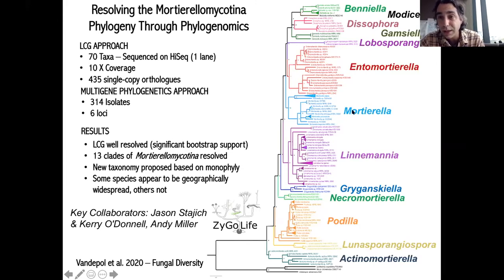Mortierella, Alpina group, polycephala is the type species, so we retained the genus Mortierella for the Alpina clade. Linnemannia is what we would call Mortierella elongata, so a lot of my talk is now, I'll use the new name Linnemannia. And Podila in orange is another plant-associated group. So Podila, Mortierella, and Linnemannia are often isolated from plant rhizospheres.